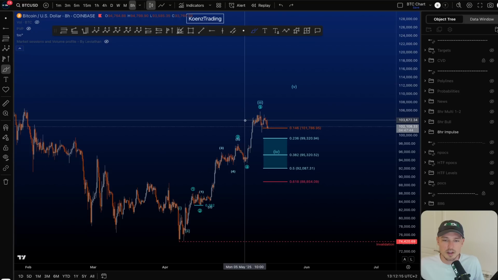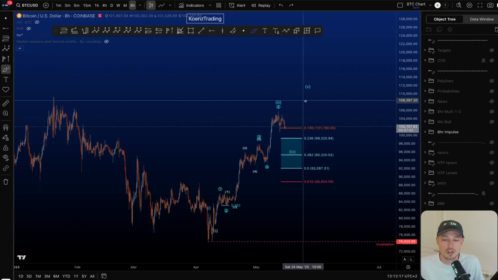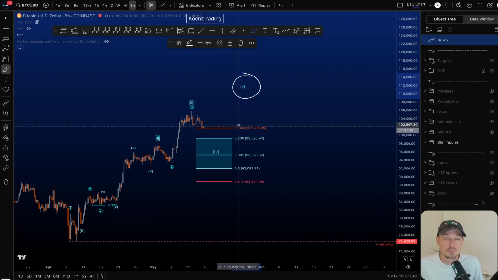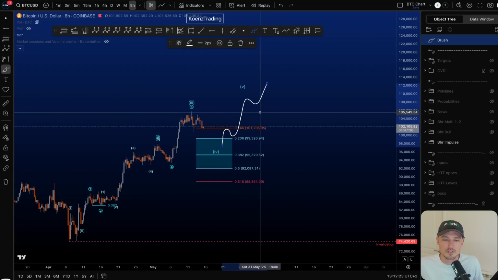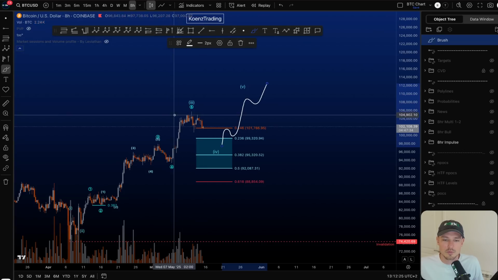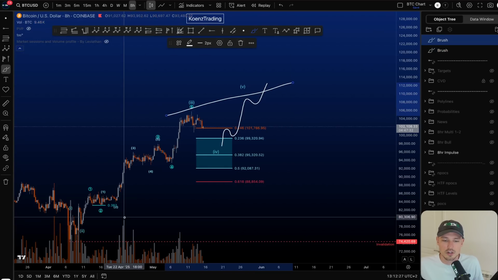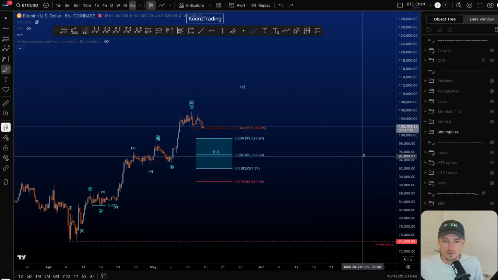Now this wave 5 can take the all-time high or not, it doesn't really matter. What is most important in a wave 5 is that you get a nice clean 5-wave structure to the upside, and you want to create another high on the chart on decreasing volume.